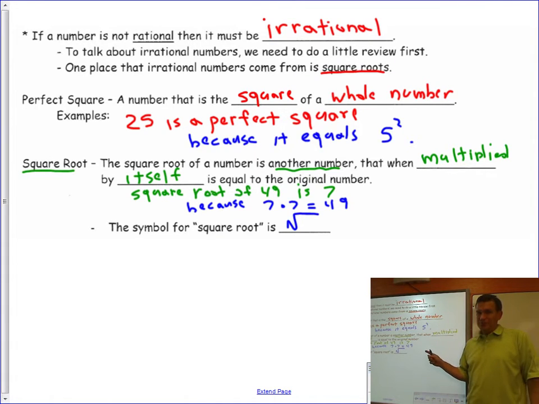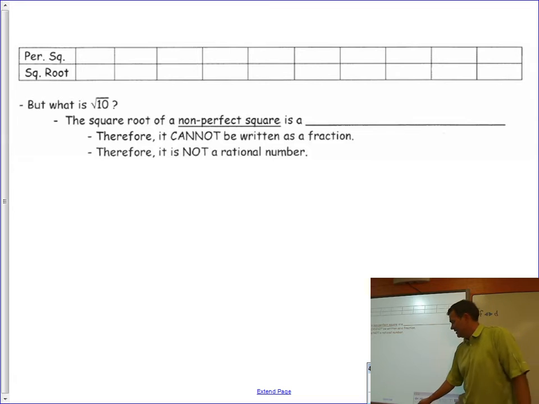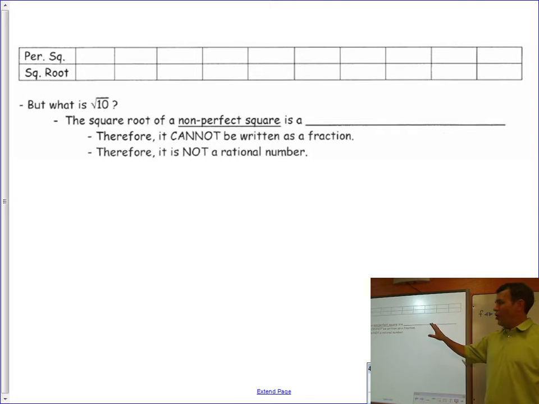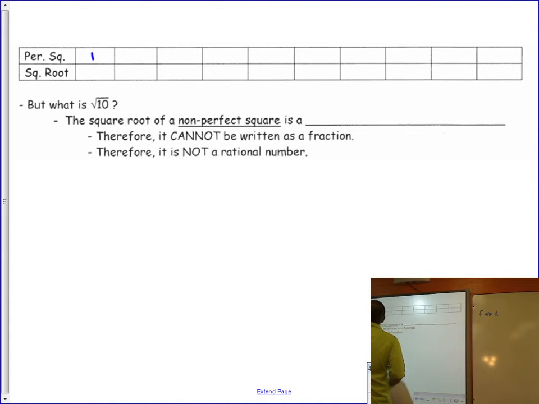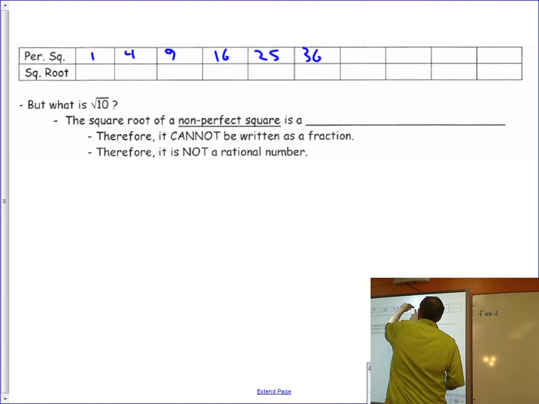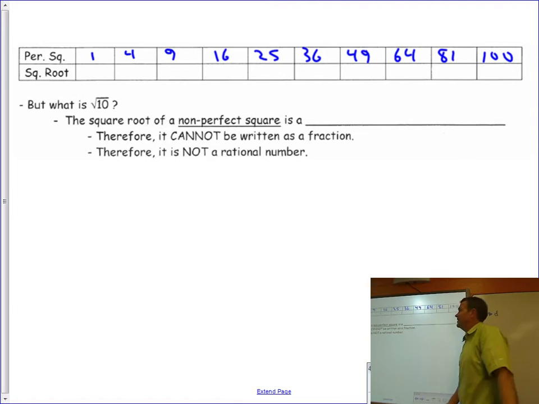All right, square roots are important to know a little bit about because it's one of the places we get irrational numbers. I have this little challenge to see how fast people can name all the perfect squares up to 100. How fast do you think you can do it? They are 1, 4, 9, 16, 25, 36, 49, 64, 81, and 100. Those are the perfect squares in order up to 100.